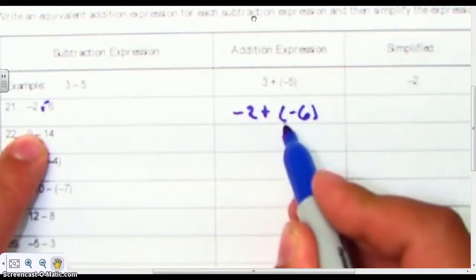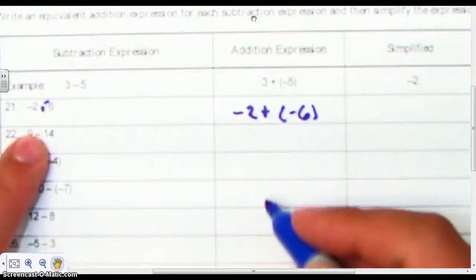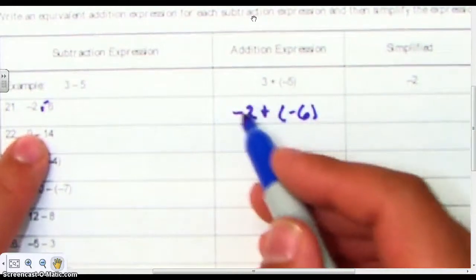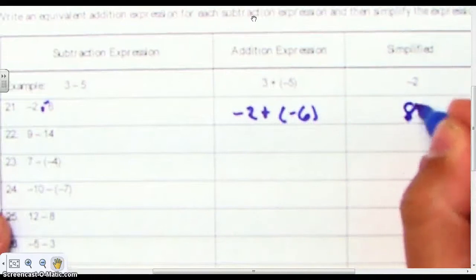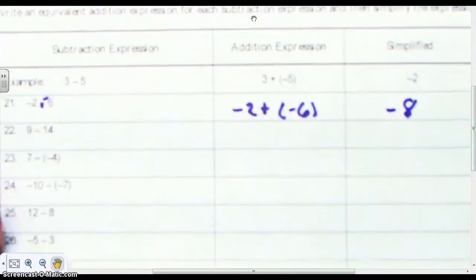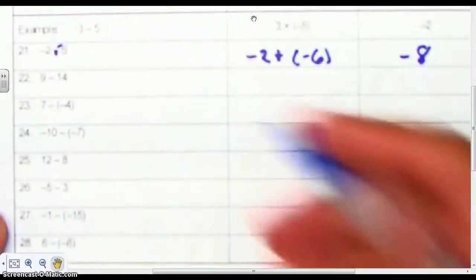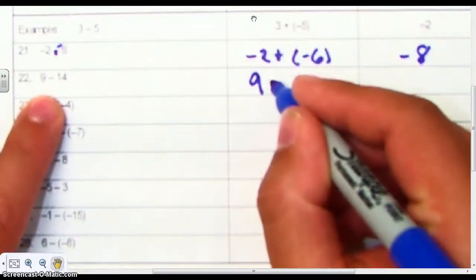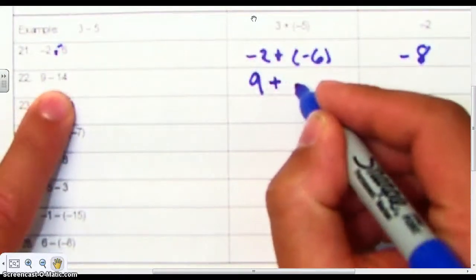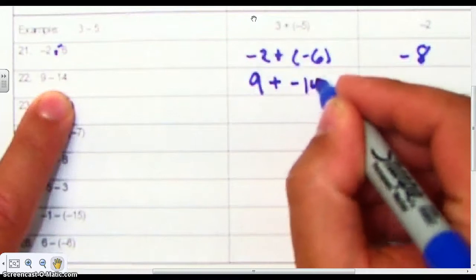And that parentheses is just to separate the positive from the negative. That's the only reason it's there. So now we have negative 2 plus negative 6. Since they're the same sign, we add. And we keep the negative. That's number 1. Number 2, keep our 9 just how it is. Since it's subtraction, we're going to change it to addition. And since it's a positive 14, we add the opposite, so we put a negative 14.